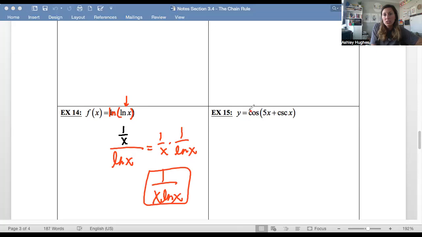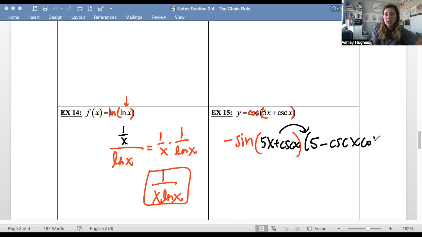This one, the outer function is cosine. So the derivative is going to be negative sine. The inside stays the same. And then you multiply by the derivative of the inside, which is 5. And the derivative of cosecant is negative cosecant cotangent.